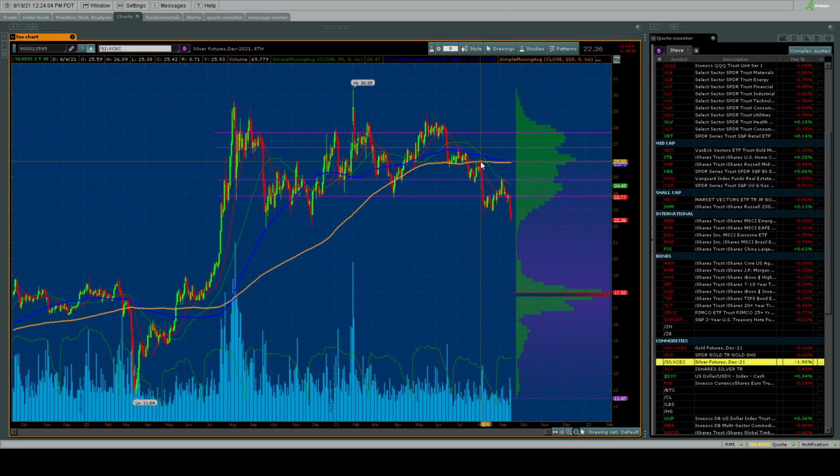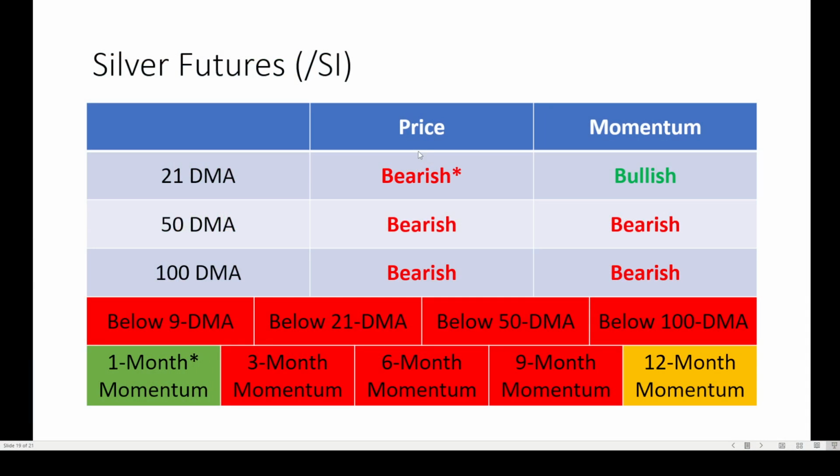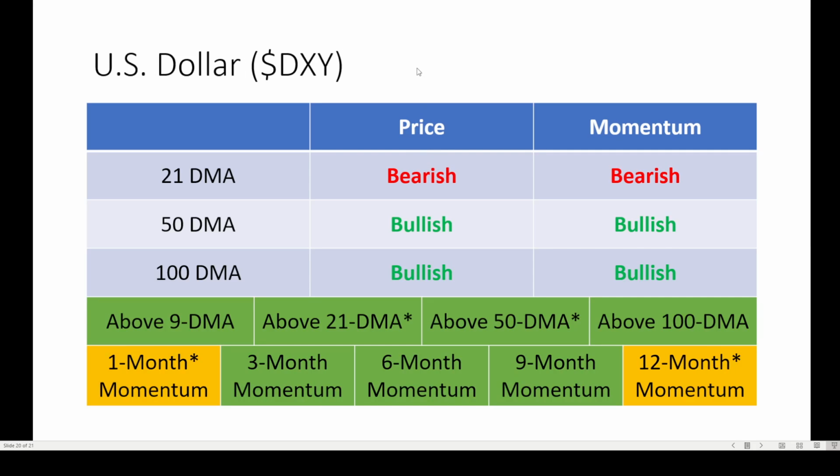That tells you where gold is headed, tells you why miners are moving down, and that is the end of the reflation story. So gold or silver, gold miners all looking to crash. How about the dollar, almighty dollar? Is it getting ready to take off? Well, let's take a look.